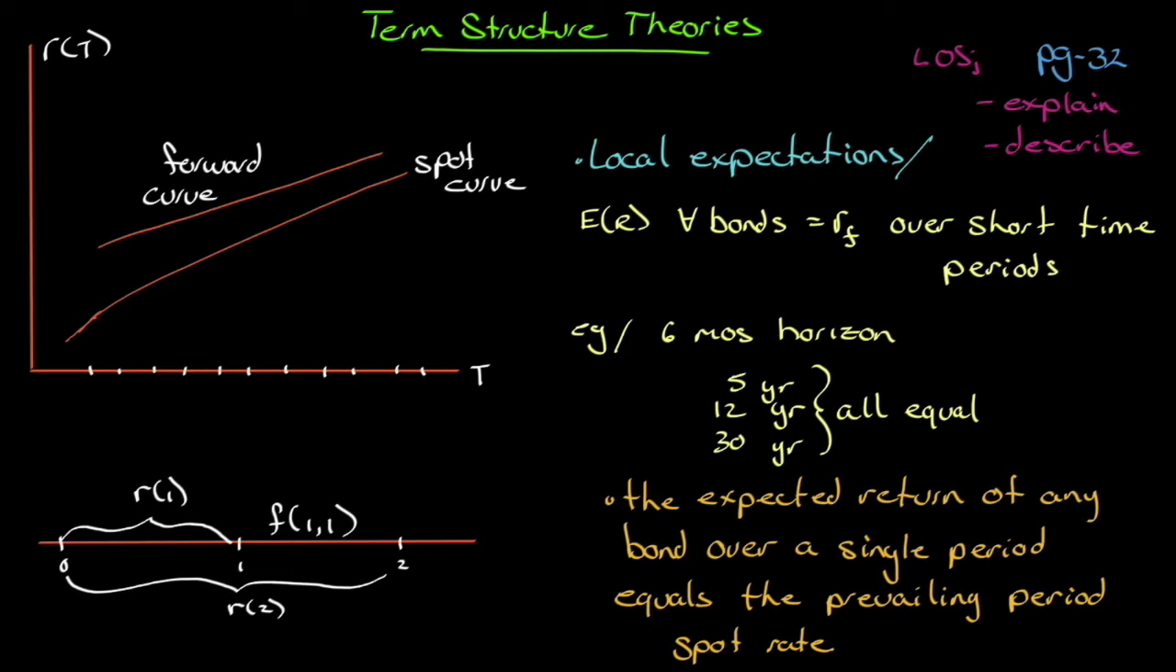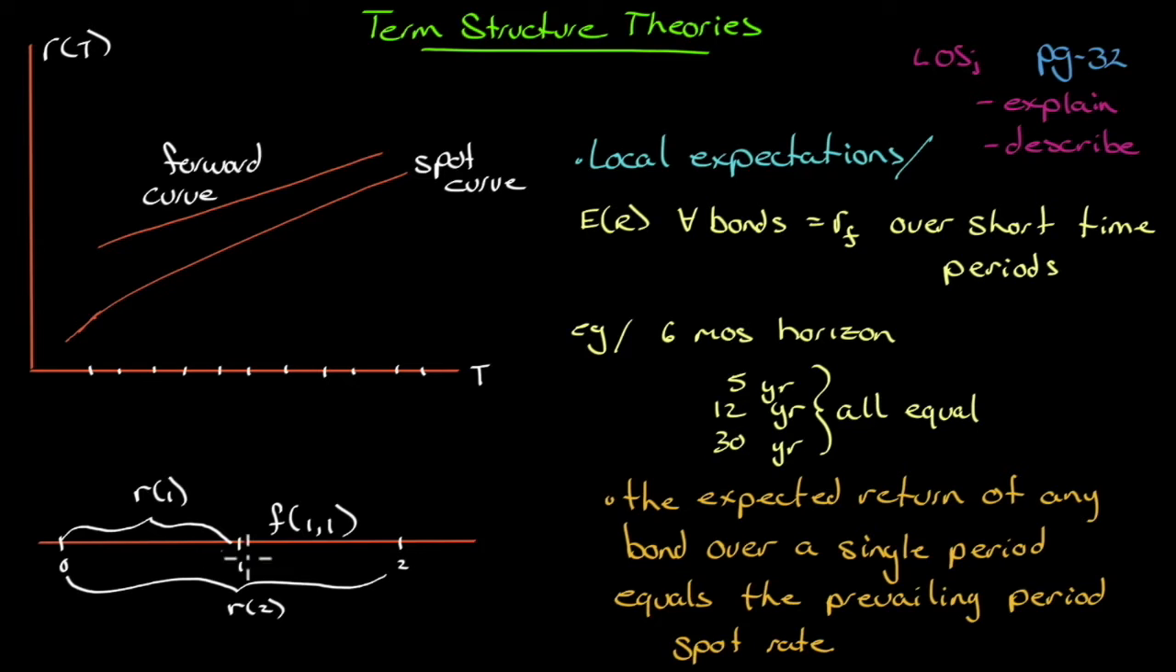So local expectations has the same implication as the pure expectations or the unbiased expectations, except that it restricts the range over which that's valid. It says that the expected return for all bonds is the risk-free rate over short time periods only. So for example, if you have a 6-month horizon, the 5-year, the 12-year, the 30-year are all equal. If you buy them and sell all of them after 6 months, your expected return will be equal.